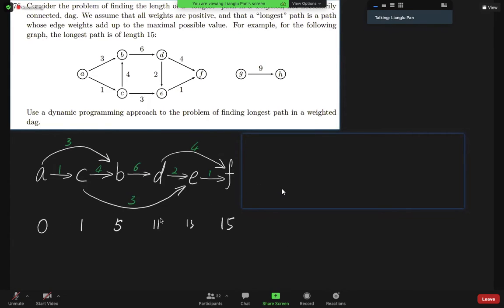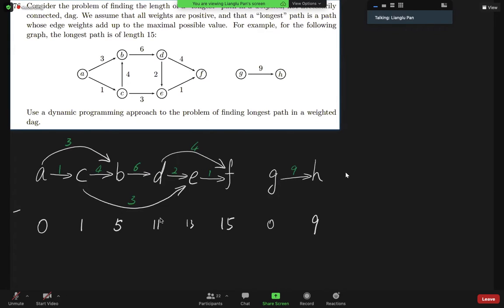All right, keep going to the next one. For node G, no incoming edges, so we know that if we have a path ending here, node G, the length would be 0. And for the last node, only one possibility, we come from G to H, giving us the length of 9.